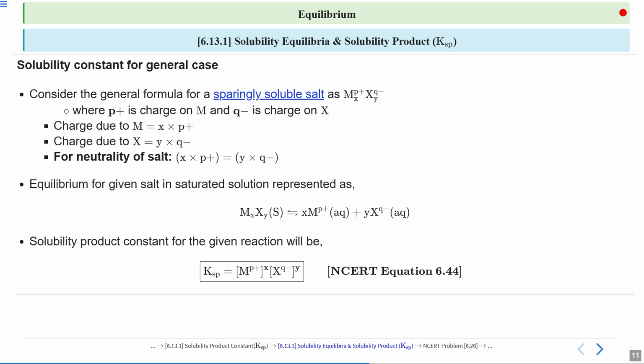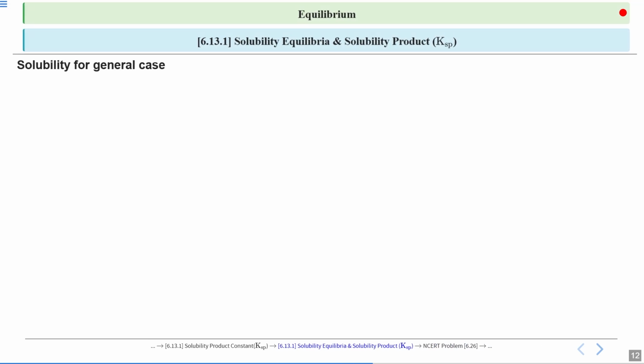I hope you are getting my point. We'll try to apply it on a complex situation as well so that you can get a clear idea. First, we'll try to develop a relationship between S and Ksp, like we did for barium sulfate. We will develop a relationship here also. So for the general case, if S is the solubility of MpXq, then the total concentration of Mp+ will be x into S. So this is very important to understand.